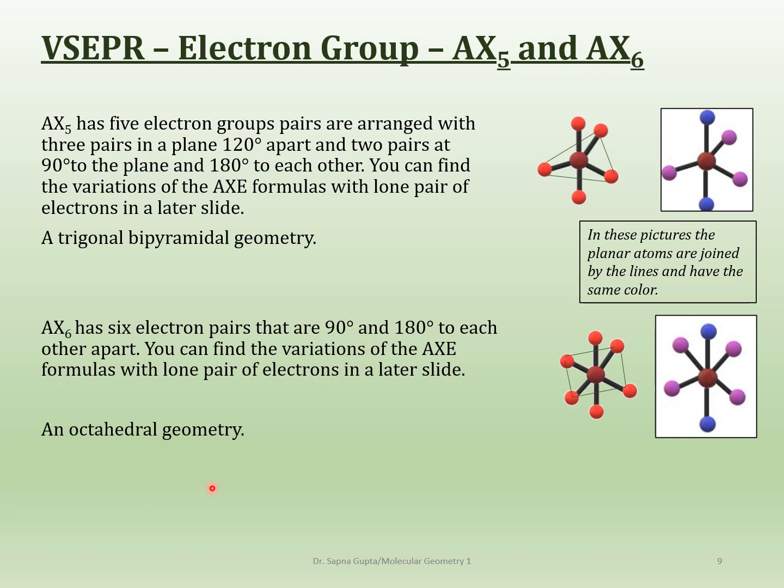This is an octahedral geometry. Octahedral meaning 8 faces. So there are 4 faces on the top and 4 faces at the bottom, like a pyramid. Okay, so that's what it looks like.